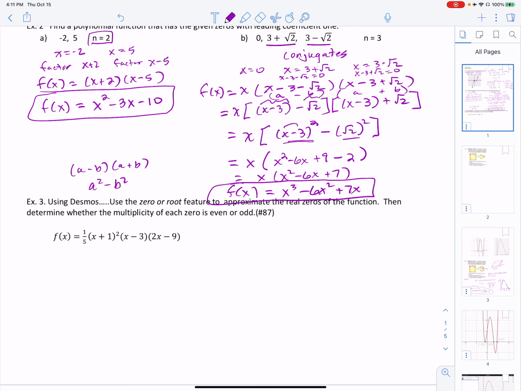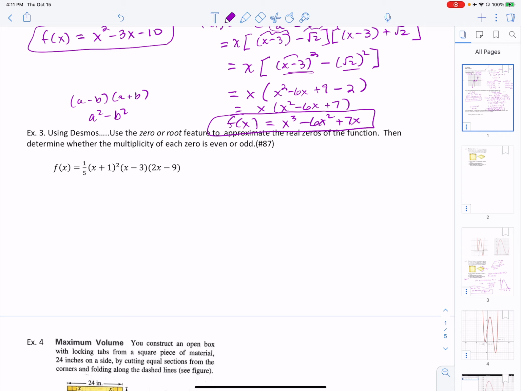All right, so then using a graphing utility, and since we don't have graphing calculators, we're going to just use Desmos. If you have a graphing calculator, I strongly urge you to figure out the zero or root feature. If you move on to calculus, you'll need to do that with your graphing calculator, not just on Desmos. But use the zero or root feature to approximate the real zeros of the function. Then determine whether the multiplicity of each zero is even or odd.